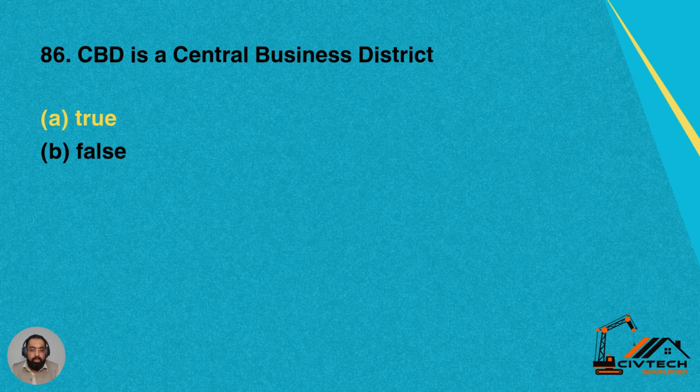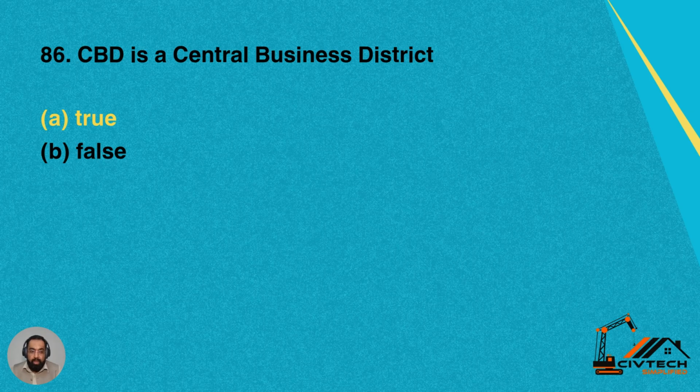Then we have question 86. What is CBD? CBD is Central Business District. Remember, every town has its center or a business hub, which is the main market or the commercial area of that town. So CBD is referring to the Central Business District.